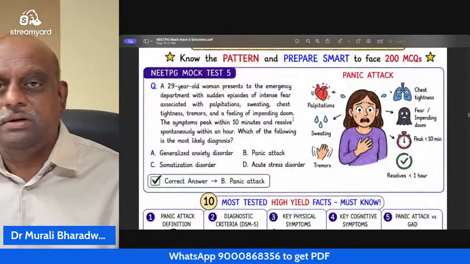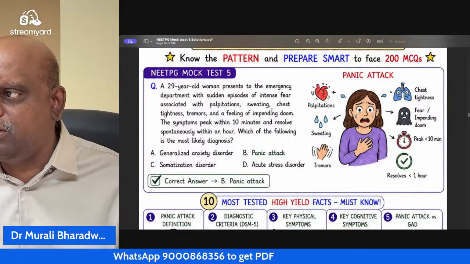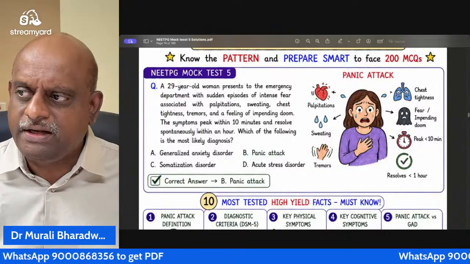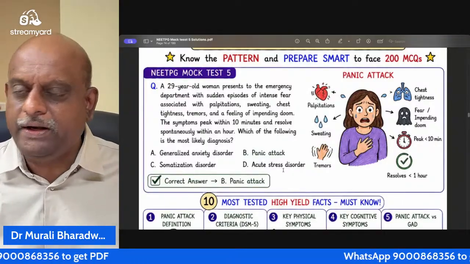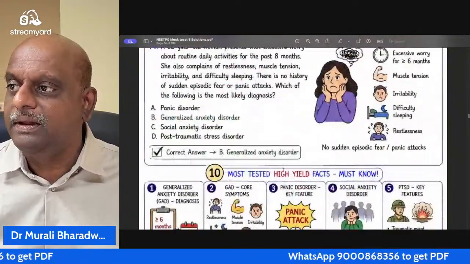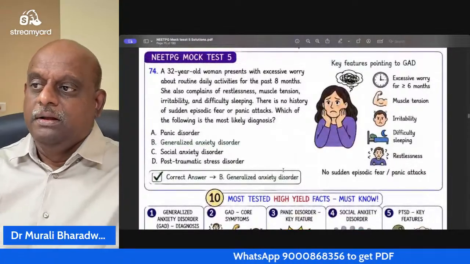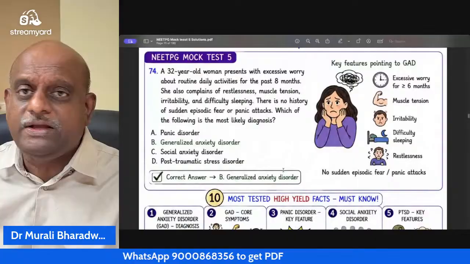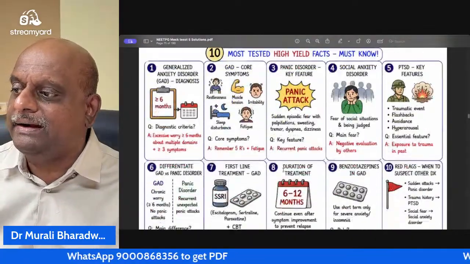A 29-year-old presents to the emergency with sudden onset of intense fear with palpitations, sweating, chest tightness, tremors, and feeling of impending doom is panic attack. Restlessness, muscle tension, irritability, and difficulty sleeping is generalized anxiety disorder.